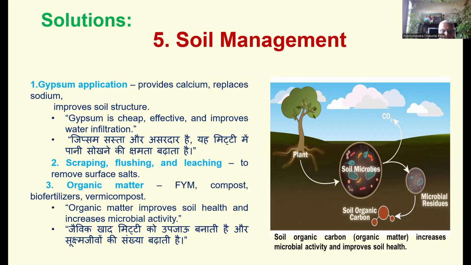Scraping, flushing and leaching we have discussed earlier. Then we have to add organic matter: farmyard manure, compost, biofertilizer and vermicompost. So organic matter improves soil health and increases microbial activity. You know that the food of the microorganism is the organic matter. So when we add the organic matter, then obviously the microbial activity increases.